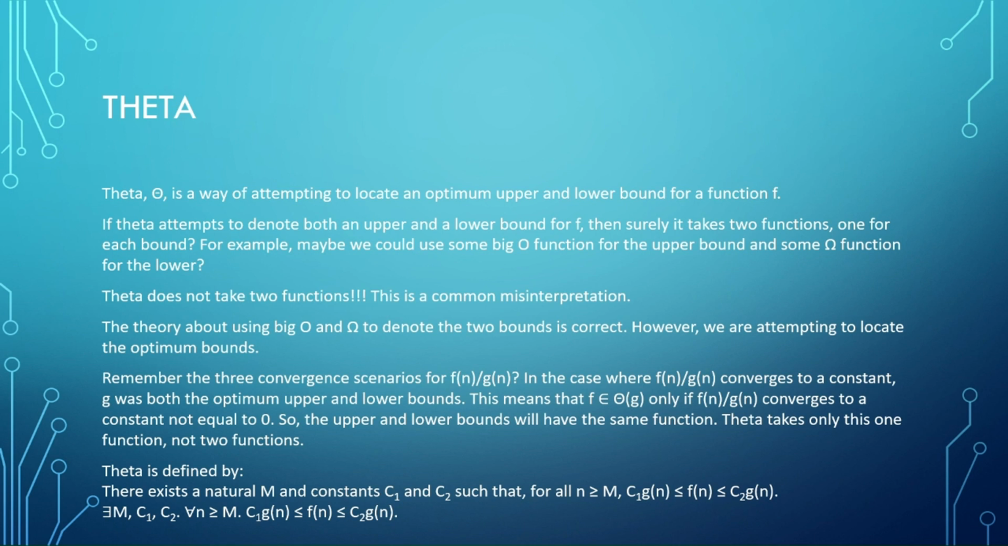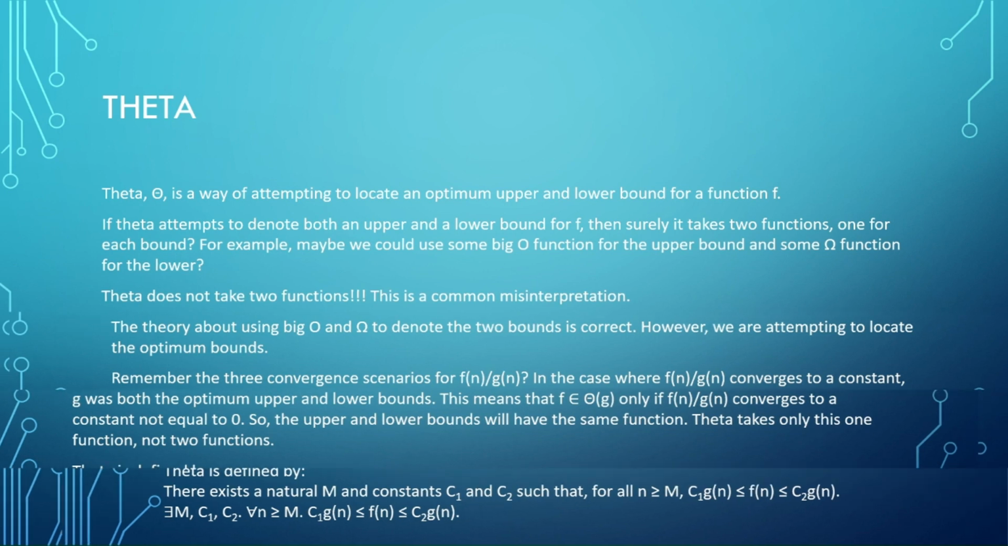So as you said, it can be defined in predicates. I think it can also be defined in terms of infinity limits, but this is how to do it in predicates. There exists a natural m and constants c1 and c2 such that for all n greater than or equal to m, c1 times g of n is less than or equal to f of n is less than or equal to c2 times g of n, just as you said in the chat. Excellent. So we have done big O, little o, omega and theta.